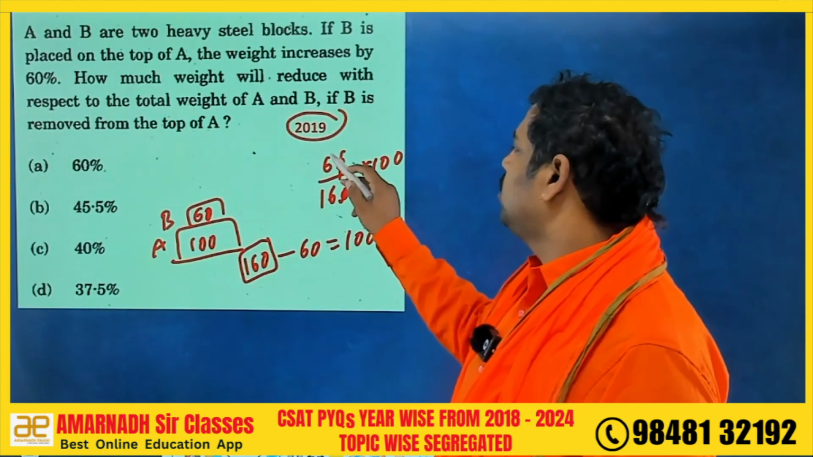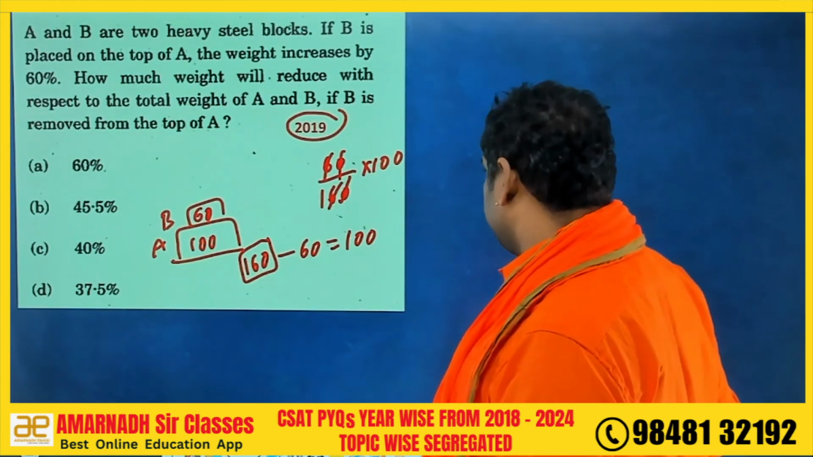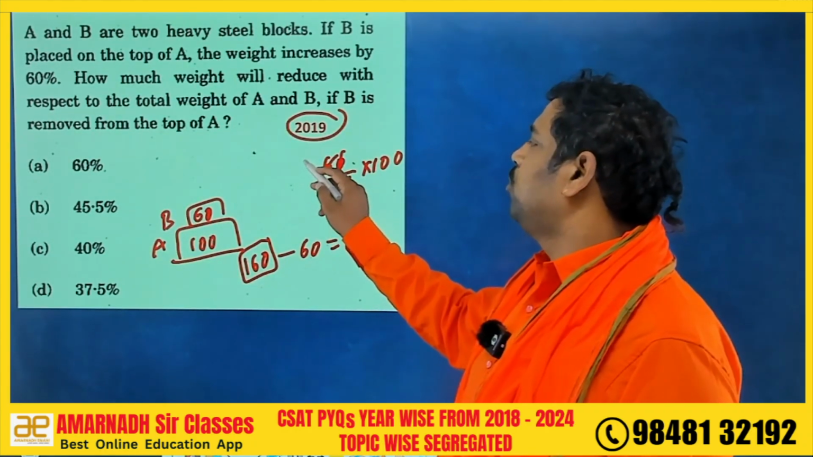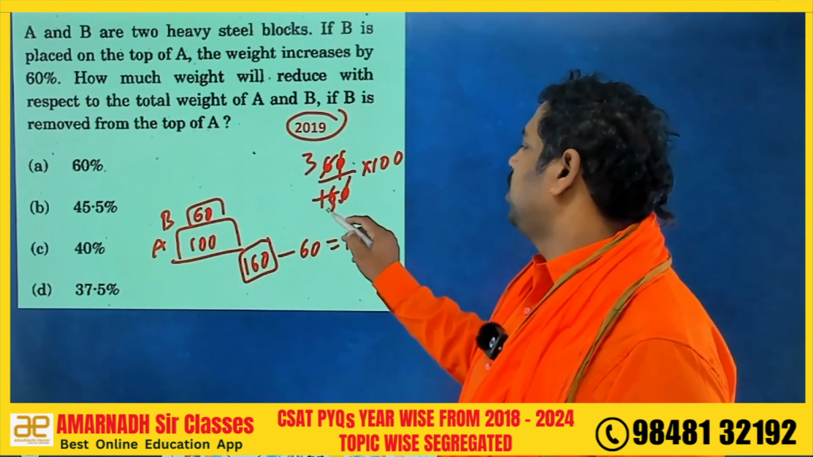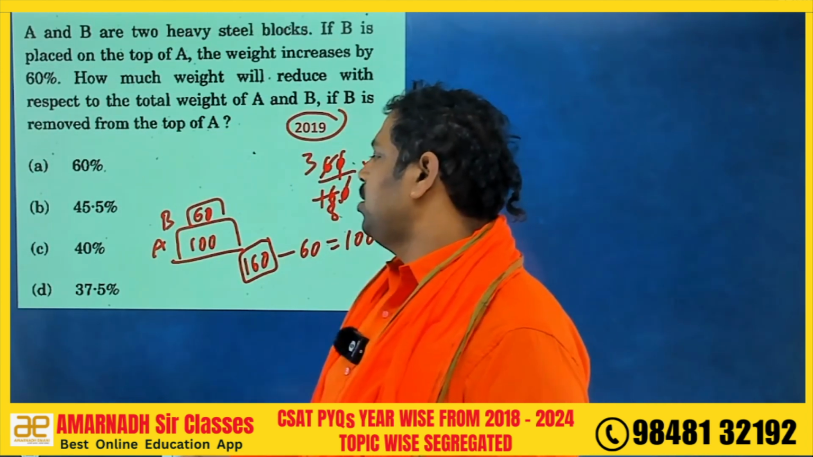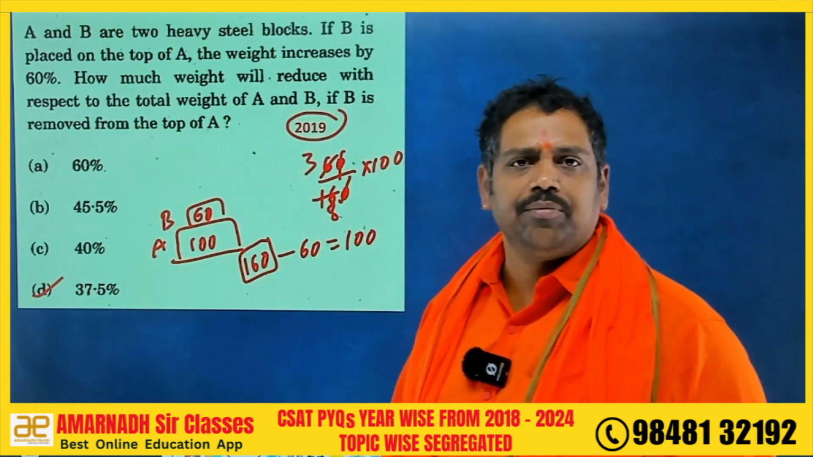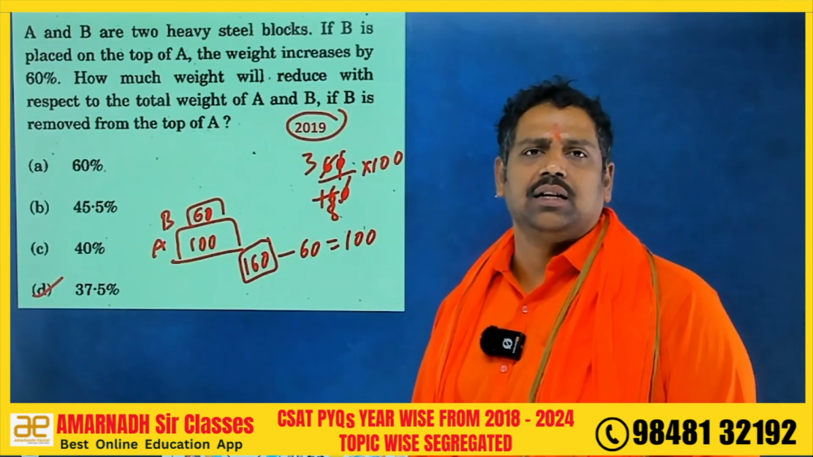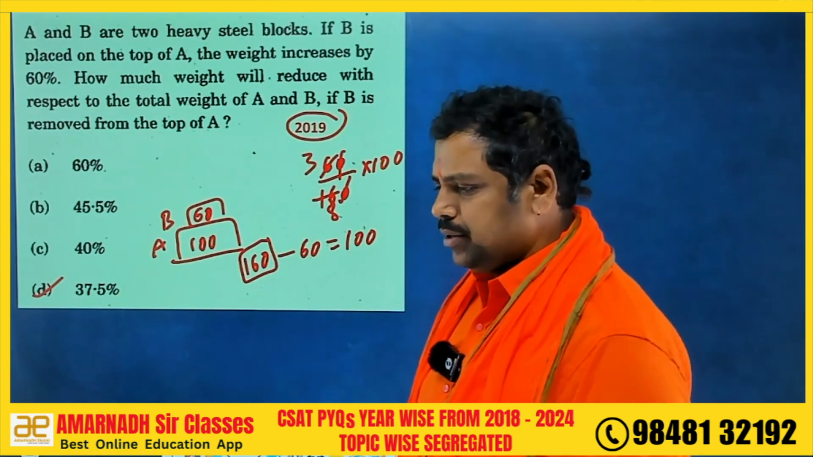Okay, 0 and 0 cancel. Don't cancel 6 and 6, it's not good for your health. You can cancel with 2, right? 2 3s are 6, 2 8s are 16. 3 by 8 means 37.5%. What is the answer? D is the answer. Got it? Let's see the next beautiful one.